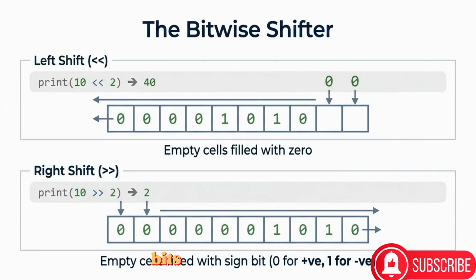Bitwise shifting moves bits to the left or right. A left shift multiplies the number by a power of 2, filling empty cells with 0. A right shift divides the number, filling empty cells with the sign bit to maintain the number's sign.